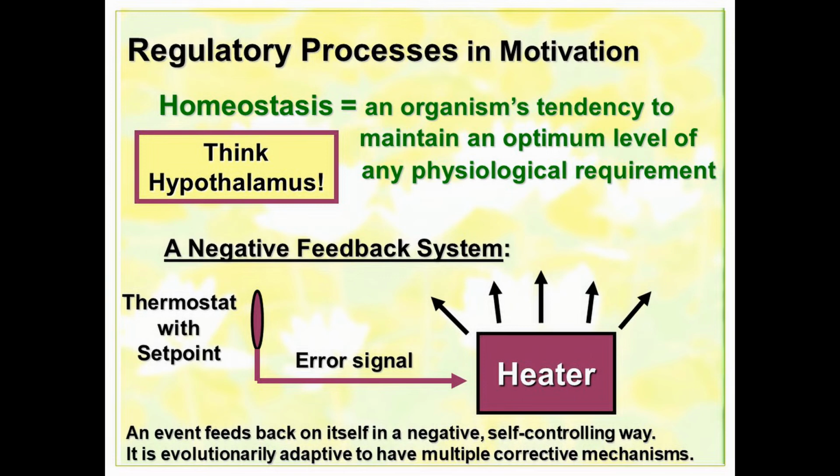Just to help you understand negative feedback systems a little better, let's talk about positive feedback systems for a moment. In a positive feedback system, an event is not feeding back on itself in a self-controlling way. The best example of a positive feedback system that I've ever encountered was a commercial that used to be presented on television years ago. It showed a white room and a man in a business suit. And the man was walking in a circle in the center of the room.